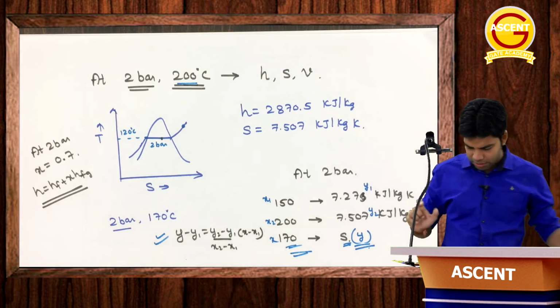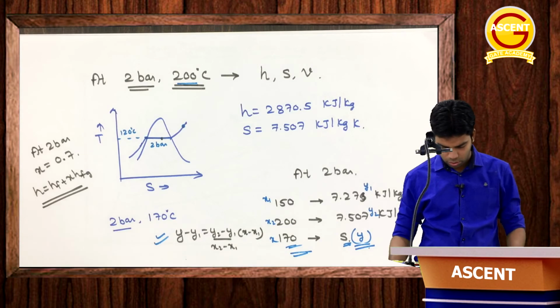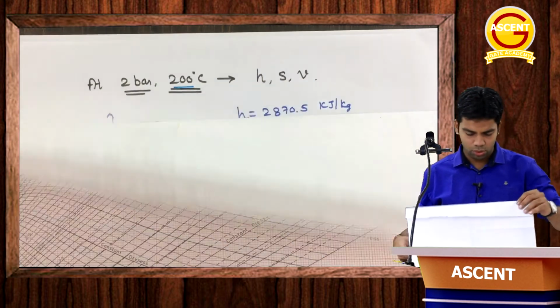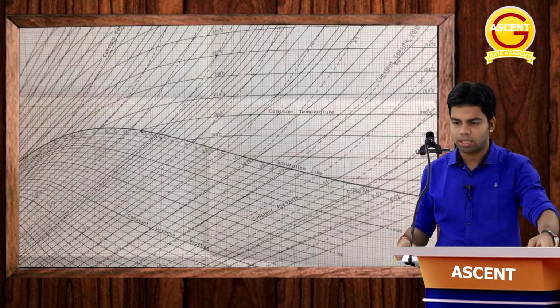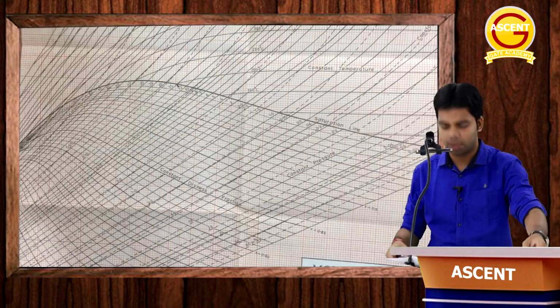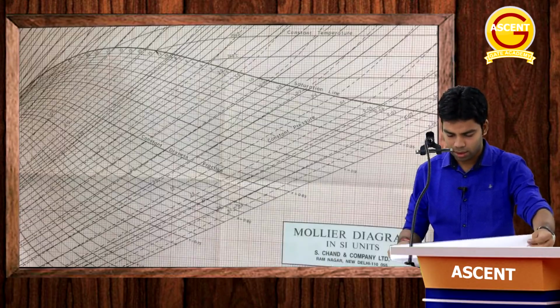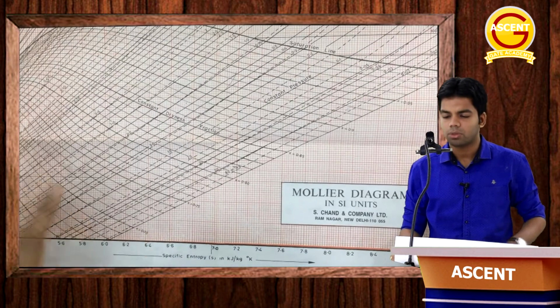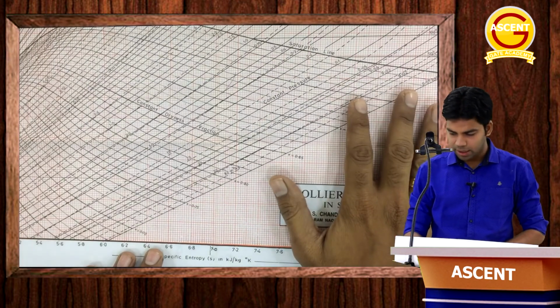Now why am I telling you all these things? Because I wanted to explain the Mollier chart. So I will now show you the Mollier chart. This Mollier chart you also have at the back of your steam table. I think the whole thing will not fit on the screen together, but I will try to explain whatever portion comes here. Here you can see this Mollier chart, and this is nothing but the HS diagram.